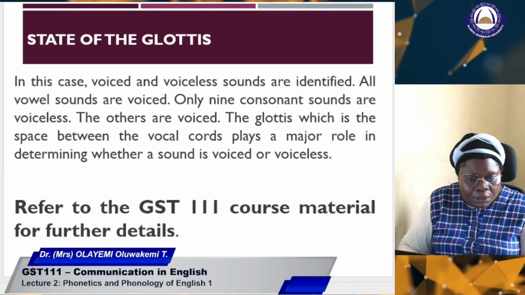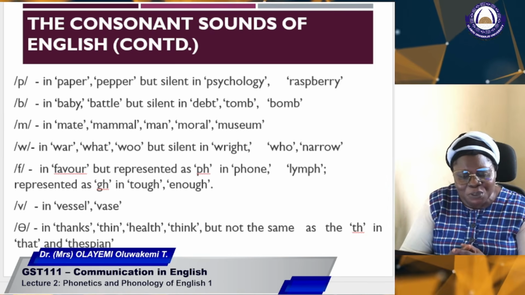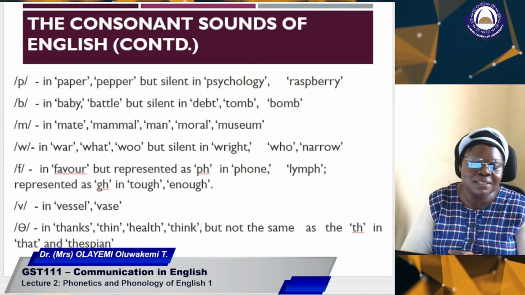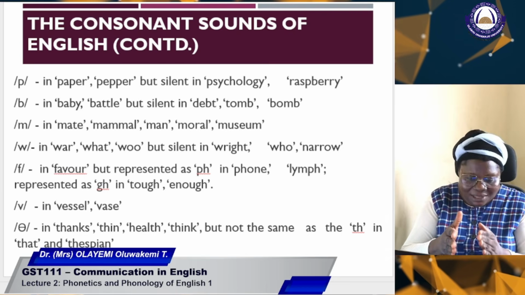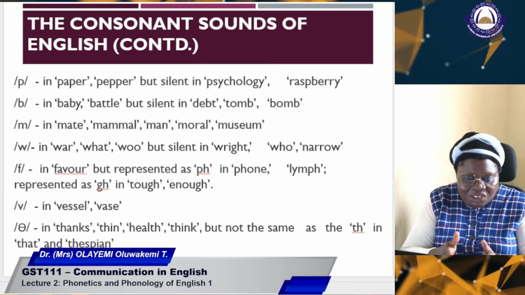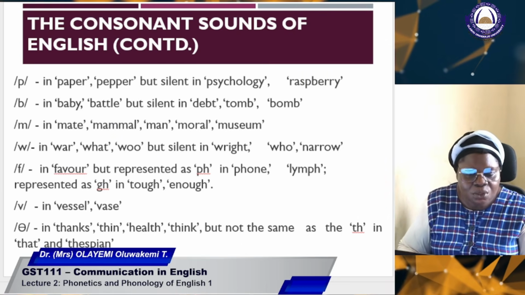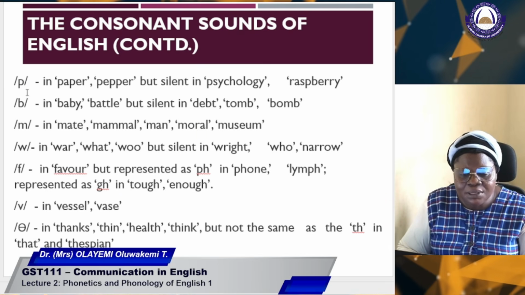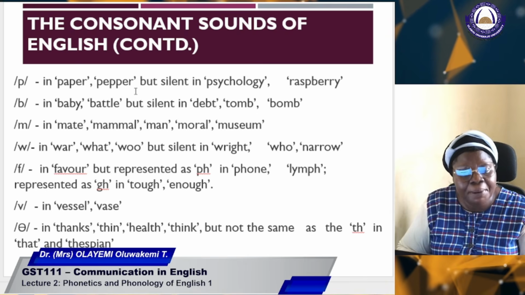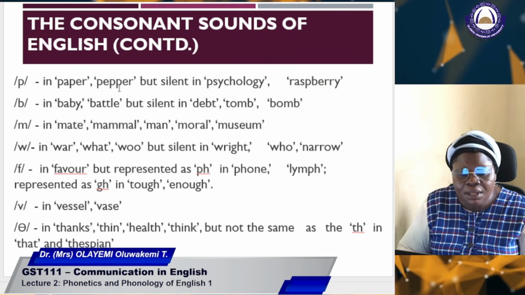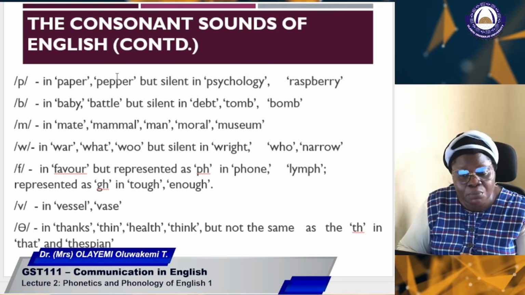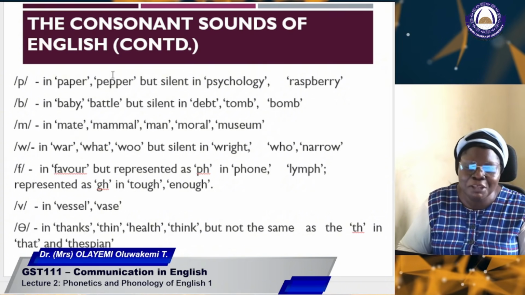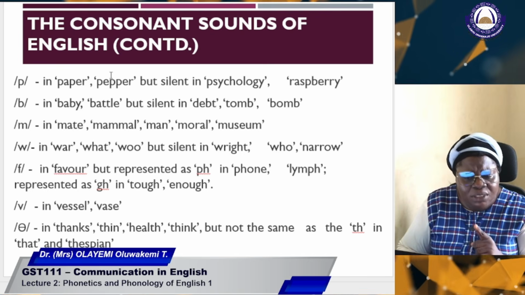It is very important for us to quickly run through all these consonant sounds that I've talked about. You can see that they are arranged the way I talked about them. Now let's look at the first one. You can see there the sound B. That sound B is B in paper, in pepper. In which other one? You give me two more examples at your end there. Okay, thank you.